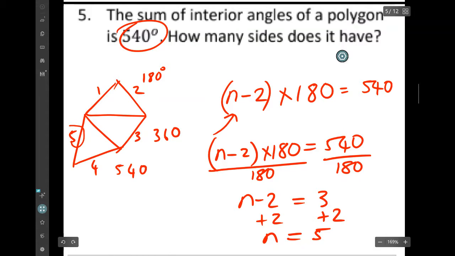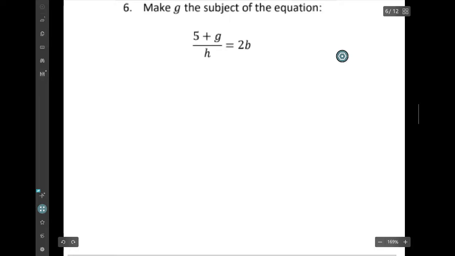Okay, question 6. Oh, another fabulous rearranging question. So we want to make G the subject. Now this question is slightly different because you've actually got other letters here as well, other variables. So first thing I can do is I want the G to be by itself. So I need to multiply this side by H, multiply this side by H.